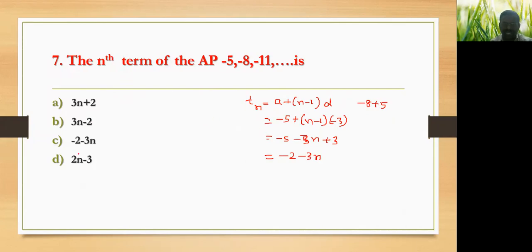So instead of doing so much, very simple. Since this is the nth term, we can go with one shortcut. The shortcut is put n equal to 1 in all these options. Observe now. If n is 1, 3 ones are 3, 3 plus 2 is 5. Here 3 ones are 3, 3 minus 2 is 1. Here we get minus 2 minus 3, that is minus 5. And here 2 minus is minus 1.